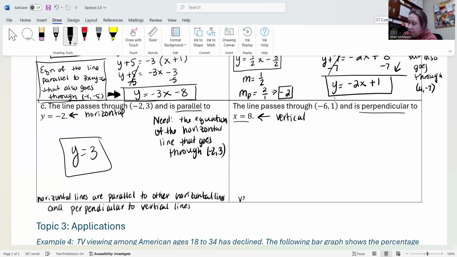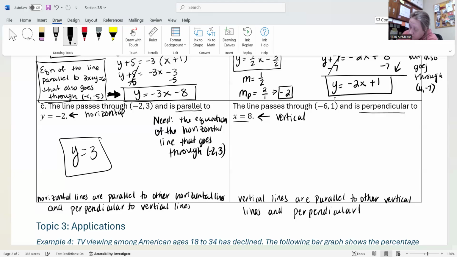Now, vertical lines are parallel to other vertical lines and perpendicular to horizontal lines. Oh, I was like, that looks weird. I've got "to" written twice. All right. And perpendicular to horizontal lines.